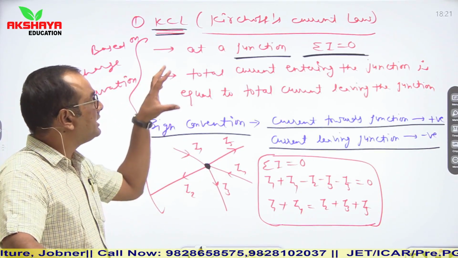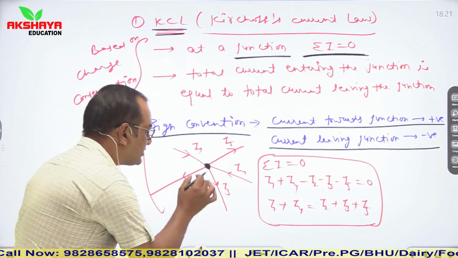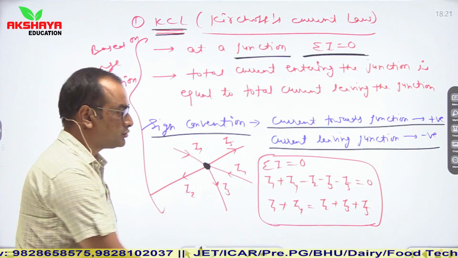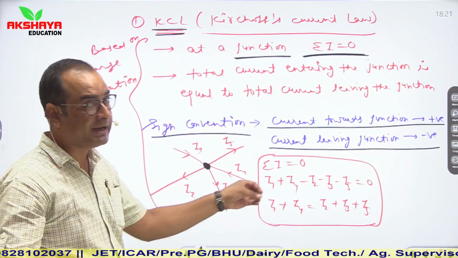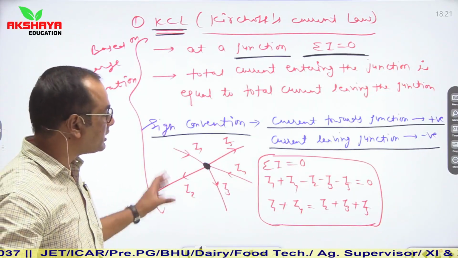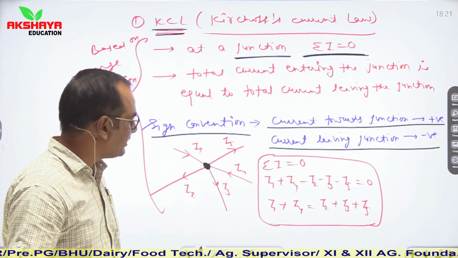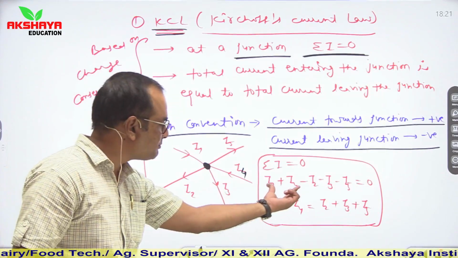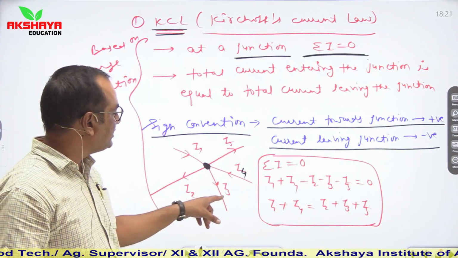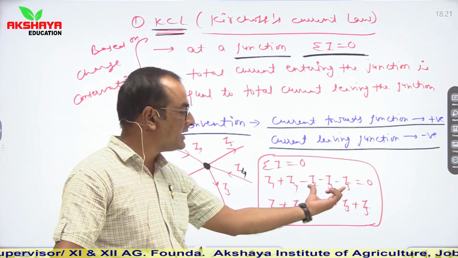What this law states is that the algebraic sum at this junction point should be 0. So summation I is equal to 0. It means use the sign convention and place its values as 0. The total current coming towards the junction is I1 and I4, so they are taken as positive, and I2, I3 and I5 are moving away from the junction, so they are taken as negative.